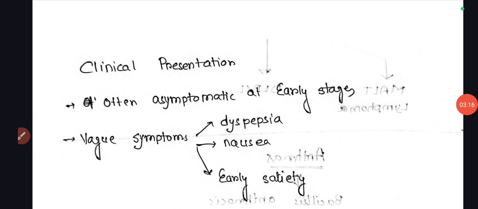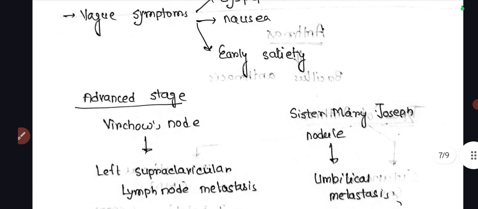If you talk about the clinical presentation of gastric adenocarcinoma, it is often asymptomatic at early stages. There are a few vague symptoms like nausea, early satiety, dyspepsia, but most of the symptoms are very vague and they do not directly indicate gastric adenocarcinoma.